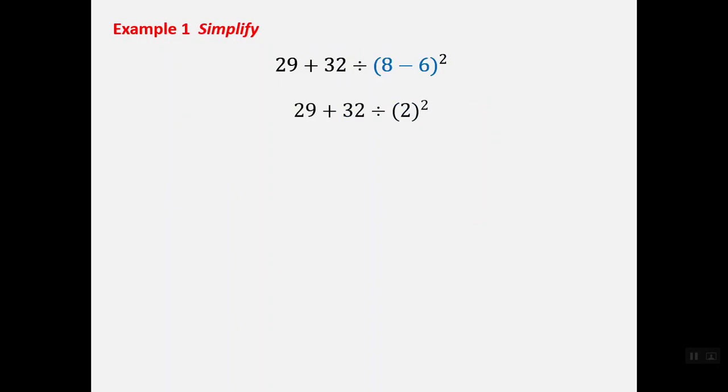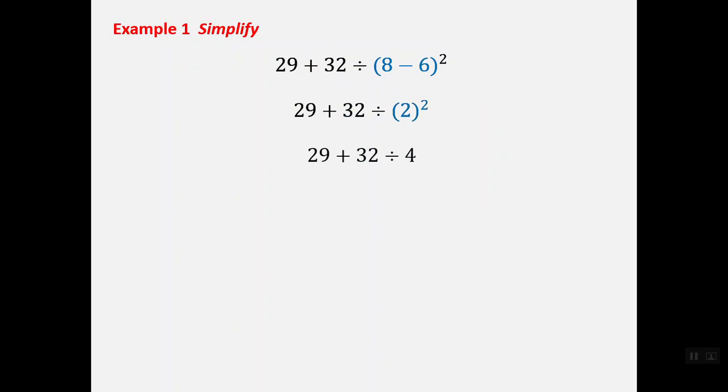And we can see the exponent there, 2 squared. So that's going to be our next step. So we're going to rewrite 29 plus 32 divided by, and then we do 2 squared and get 4, and we replace it with a 4. So now we look and say, okay, what's next?